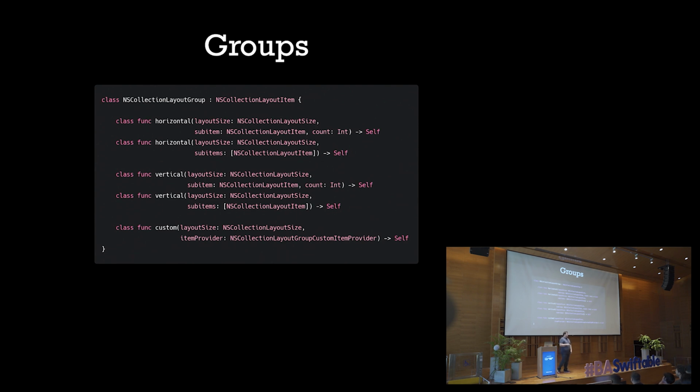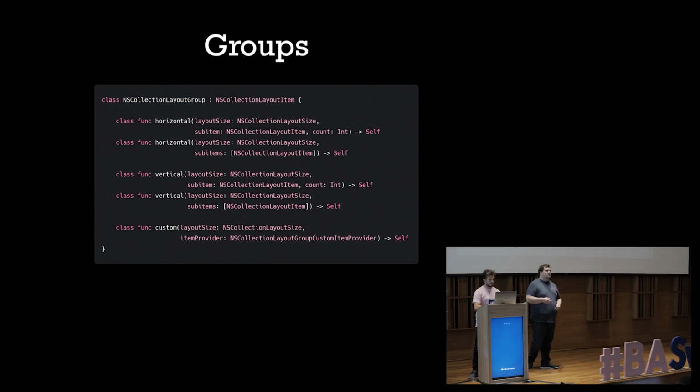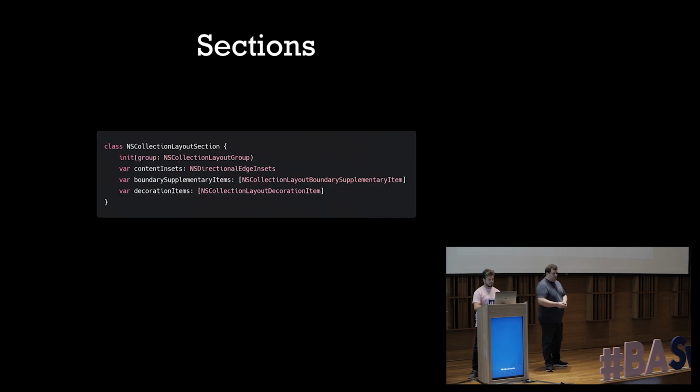There are three main methods to create a group. We can create horizontal groups with items or other groups, vertical or custom. The custom one is interesting because it will give us a closure where we can calculate manually the attributes for each one of the elements.